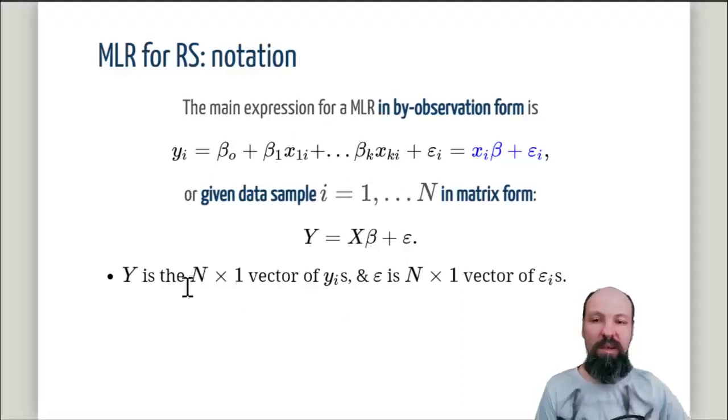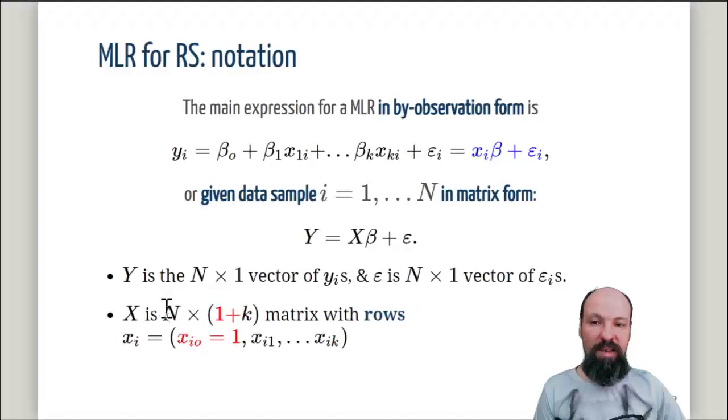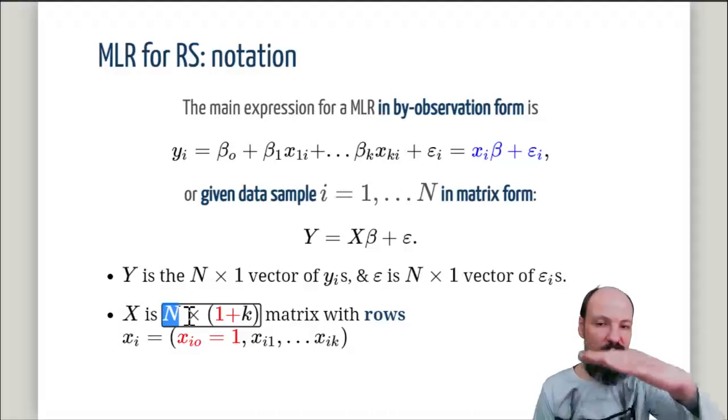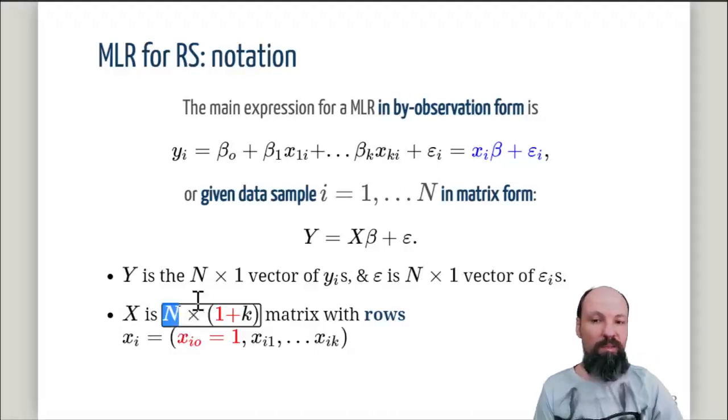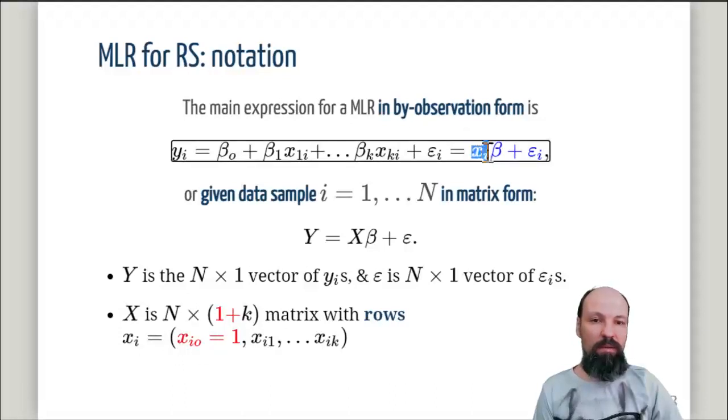So once again, y is an n times 1 vector, because n is the number of observations. Then x is n times k plus 1, because n is again the number of observations, and each row of that matrix collects the values of those right-hand side variables for that particular observation, and you stack them on top of each other. So n rows, and each row looks like this. It's x_i, this one here.